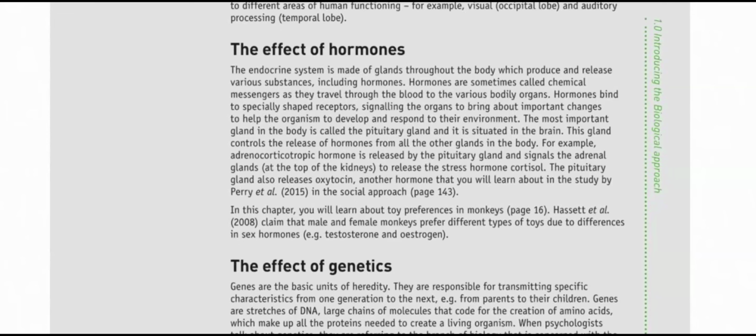The most important gland in the body is called the pituitary gland, a difficult name for me to pronounce, and it is situated in the brain. This gland controls the release of the hormones from all other glands of the body. For example, the adrenocorticotropic hormone, which is actually released when you're excited, is released when the pituitary gland signals the adrenal gland at the top of the kidneys to release the stress hormone called cortisol.